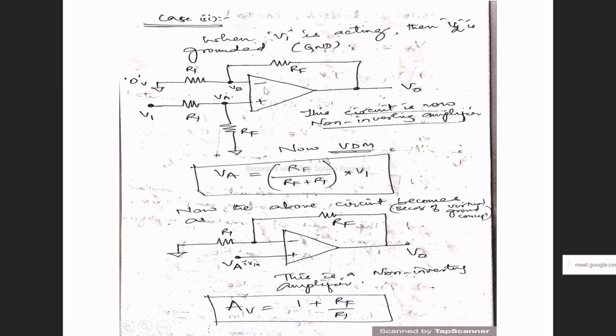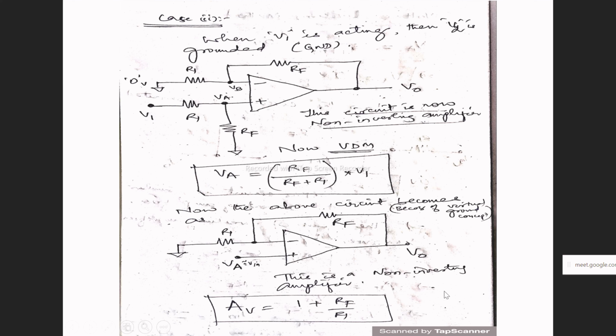So that's the most important thing which you are supposed to keep in your mind. That's why I have written here VA equal to Vin. My input voltage will become Vin, that is VA. So this is now a non-inverting amplifier. We know the formula for the non-inverting amplifier's gain, that is AV equal to 1 plus RF upon R1.